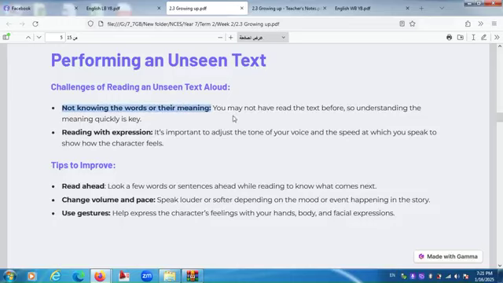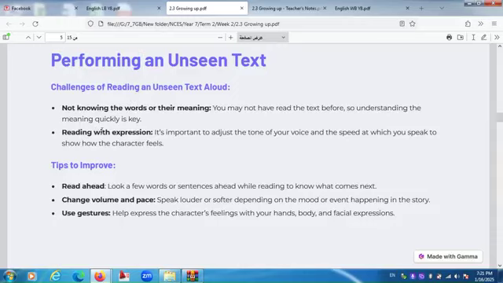Of course, you have to read the text, okay? You may not have read the text before, so understanding the meanings quickly is key. You have to understand the contextual meaning. You have to search for the keywords and understand the meaning of the word in order to know how to perform it, because you cannot perform something you don't understand.